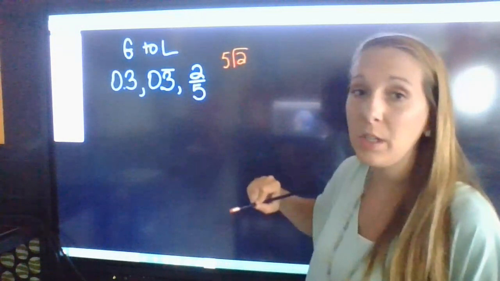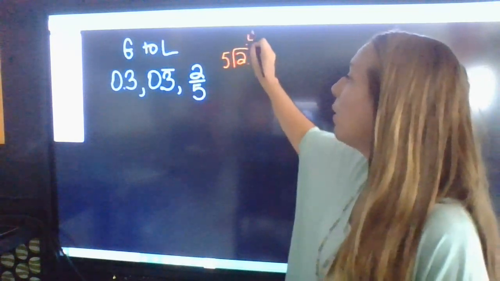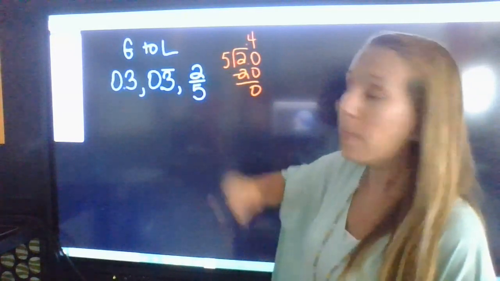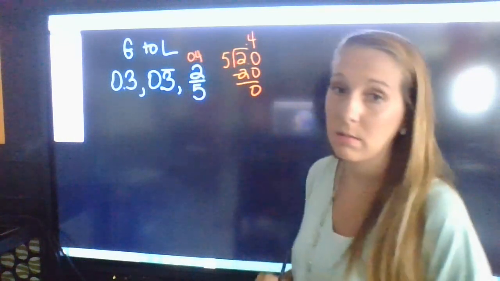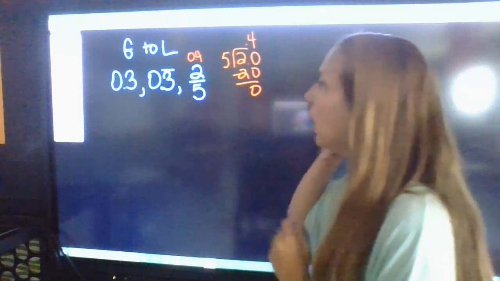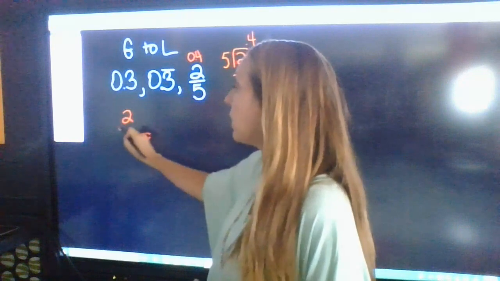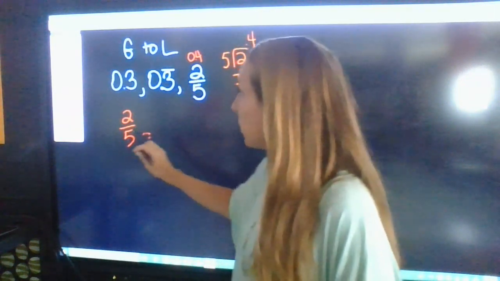5 cannot go into 2. So we're going to put our decimal, drop our 0. 5 can go into 20 4 times. So that leaves us with a remainder of 2. So 2/5 is the same thing as 4/10 or 0.4, however you want to look at that. So now we get to look at this and figure out which one is our greatest. Well, obviously, the 2/5 is our greatest because it's 0.4. That'd be the same thing as like having 40 cents.